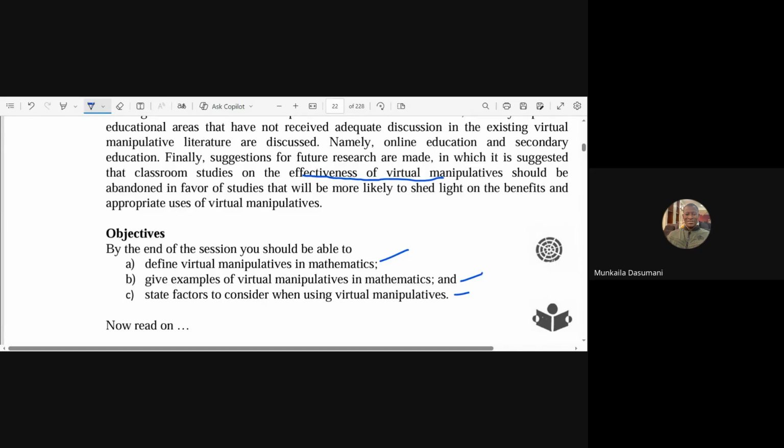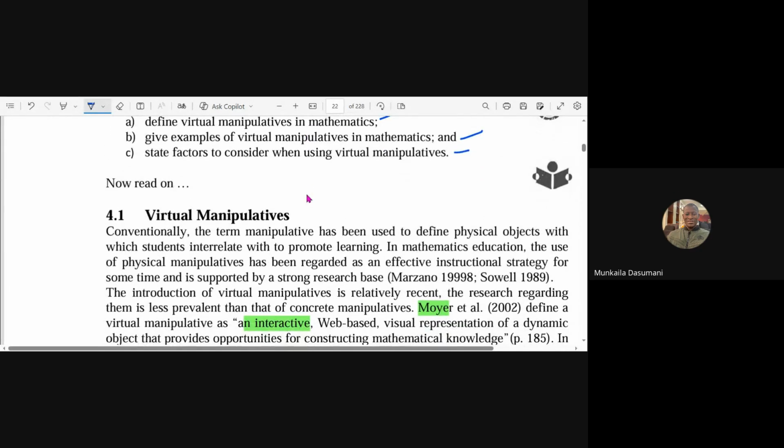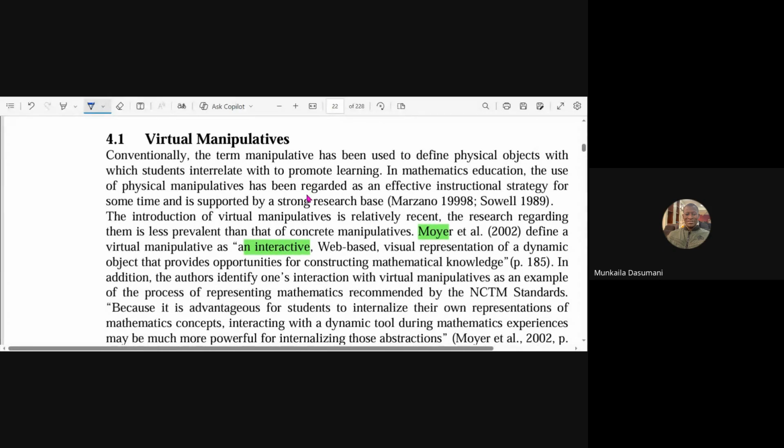That's manipulative. That's another thing. Is GES willing to provide all these things in our various classrooms? That's the next question. So let's dive into virtual manipulatives. What does it mean, and what is it?